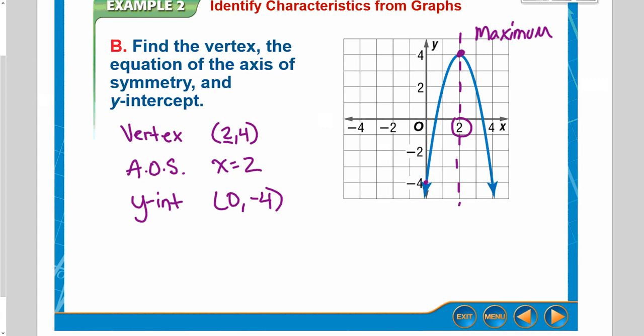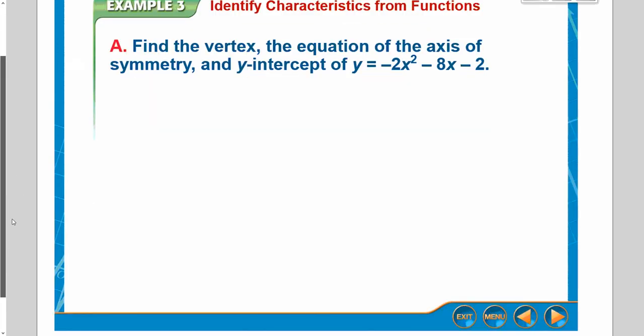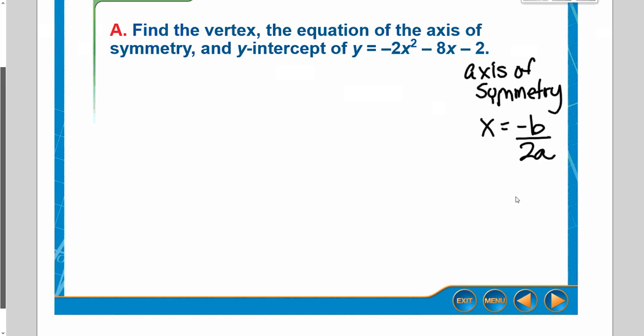Let's go with the next one, example number 3. Find the vertex, the equation of the axis of symmetry, and y-intercept for this. Okay, so with this one, before we get started, we need to know one thing. There is a formula here, the formula for the axis of symmetry. The axis of symmetry is x is equal to -b over 2a, right?